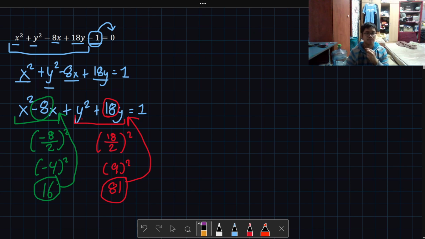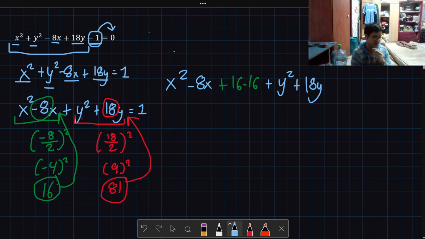Wait, hold on. It may not be visible. Let me just put it down. There we go. Yeah, x squared minus 8x. Then 16, right? So you will have plus 16 minus 16. Then here we will have plus y squared plus 18y. Wait, hold on. Let me just check. Anyway, good. So here you will have plus 81 minus 81 and is equal to 1. Oh, wait. Sorry. Equal to 1. There we go.